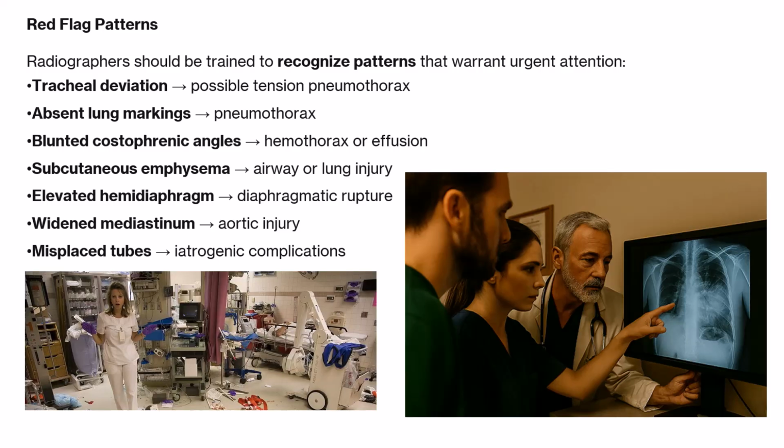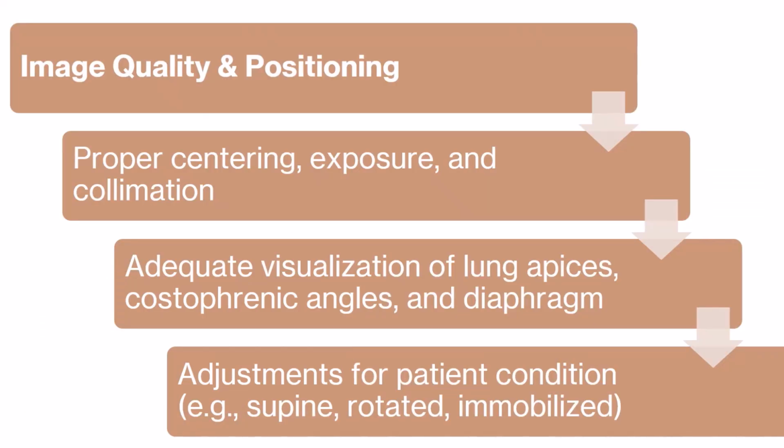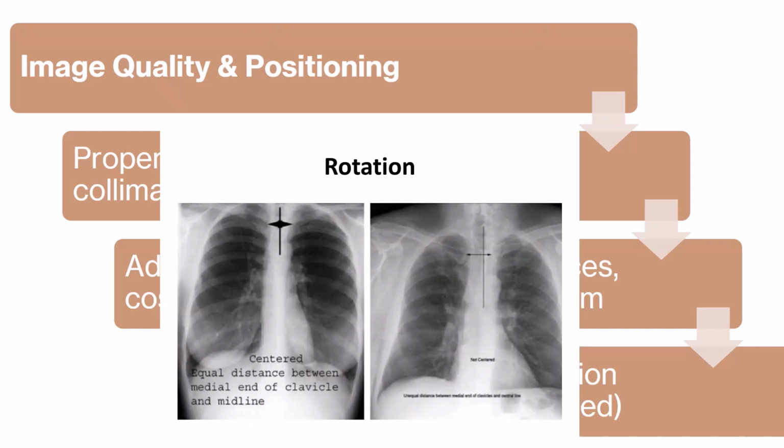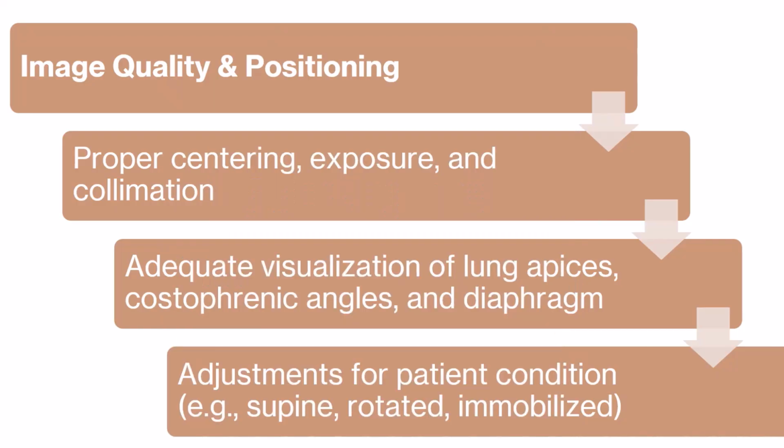You need to coordinate with the ER team and confirm when it's safe to image, and don't interrupt resuscitation. Image quality of the portable chest X-ray: you need to check for rotation, check the symmetry of the clavicles relative to the spinous processes. If one is enlarged, you're rotated. Rotation can mimic or obscure pathology, for example, a widened mediastinum.